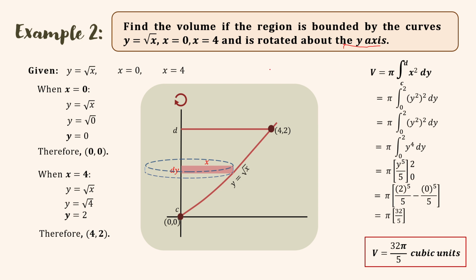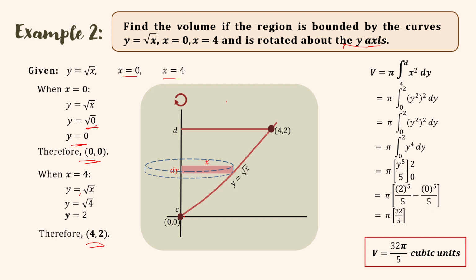So the first thing that we're going to do, class, is we need to get the intersection first. Next is to have the graph, and we need to plug in the formula. Given y equals square root of x, y equals 0, and x equals 4. When x is equal to 0, y equals square root of 0, so y is equal to 0. Therefore, the point here is (0, 0). And when x is equal to 4, y equals square root of 4, so y is equal to 2.